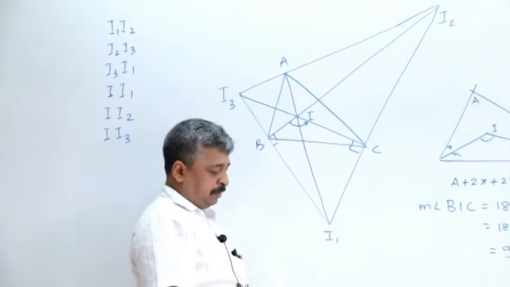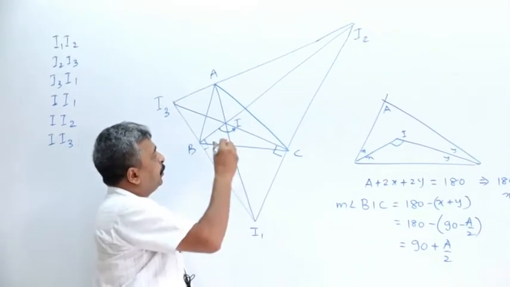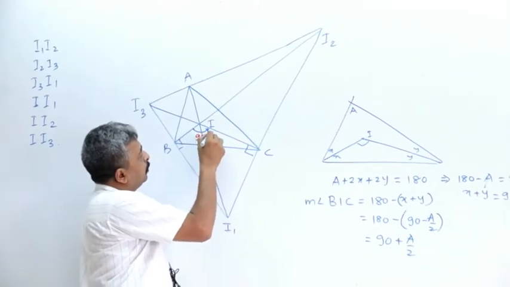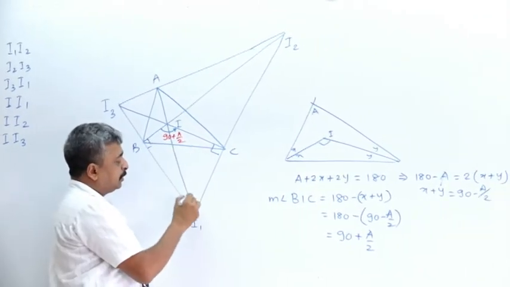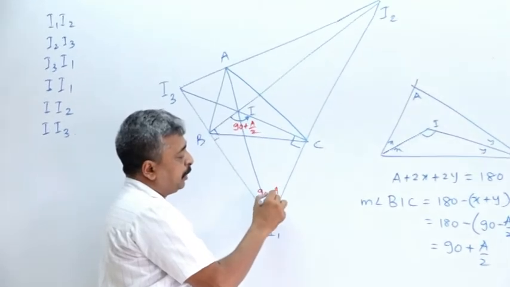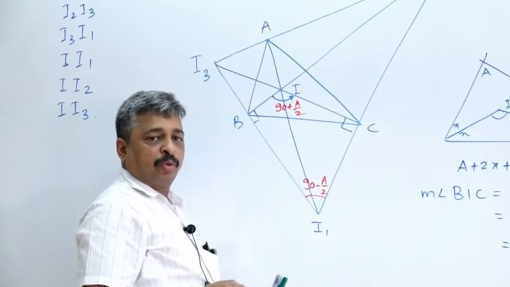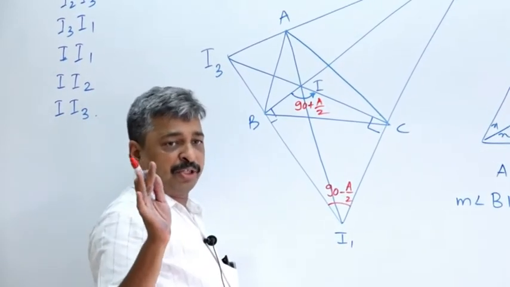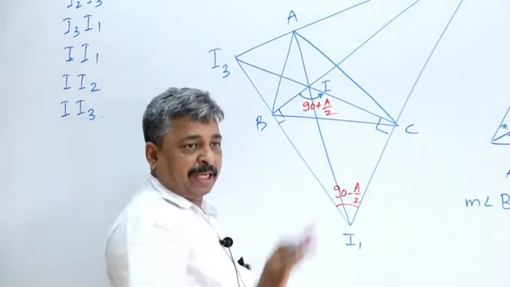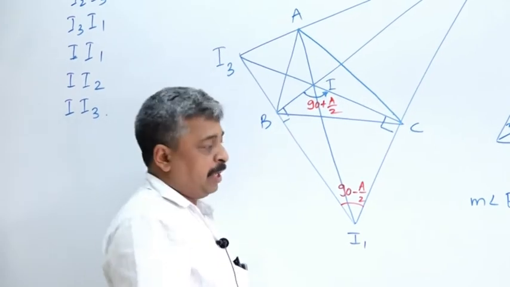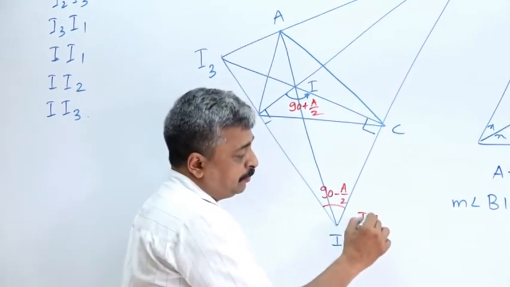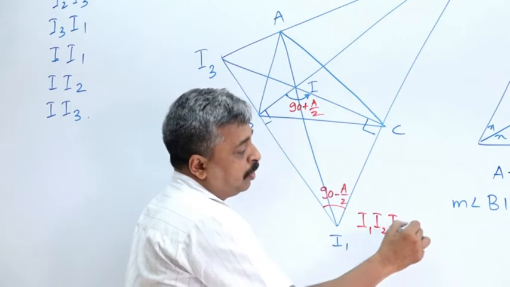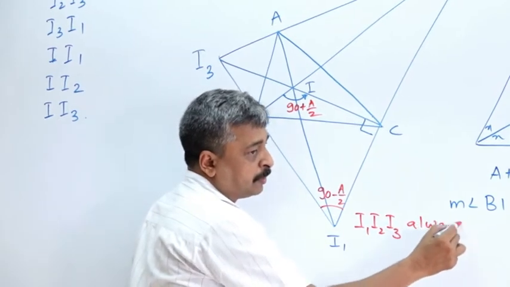And therefore, if this is 90 plus A by 2, then this is 90 minus A by 2. So the I1, I2, I3 triangle can never be a right angle triangle or obtuse triangle. It will be always an acute angle triangle. I1, I2, I3 always acute.